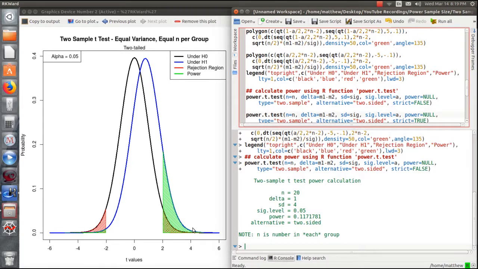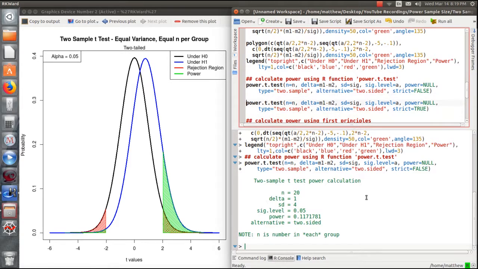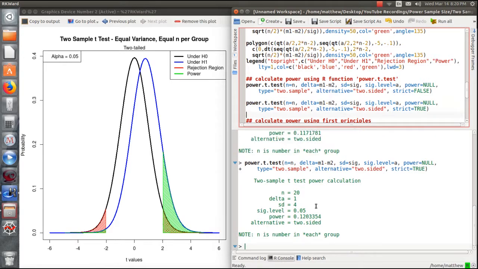Now if we look at the same setup, but we're going to say strict equal true, that means it calculates this area and this little sliver here. So let's calculate that. And the power is 12% because this little piece is adding some to the power. So you have to be careful when you use the default setting in R.